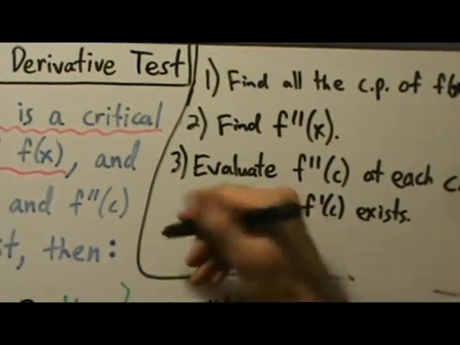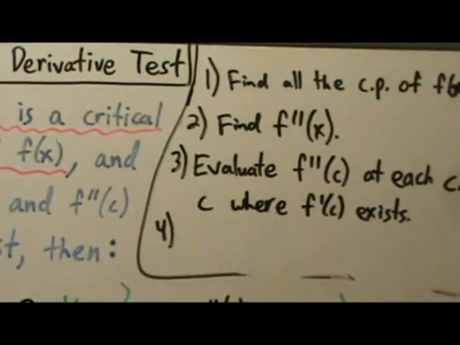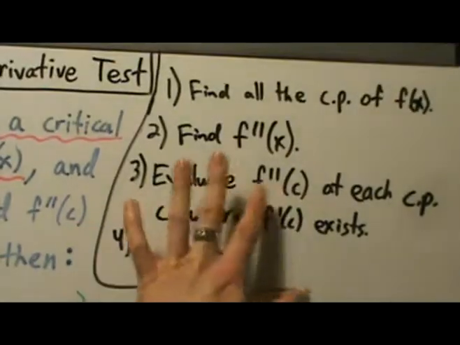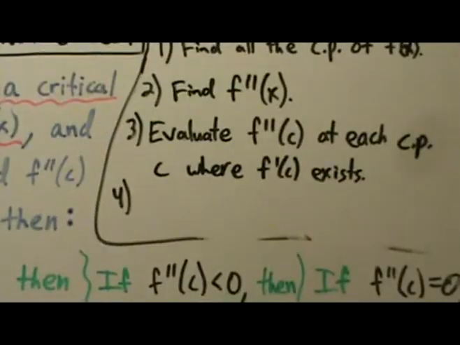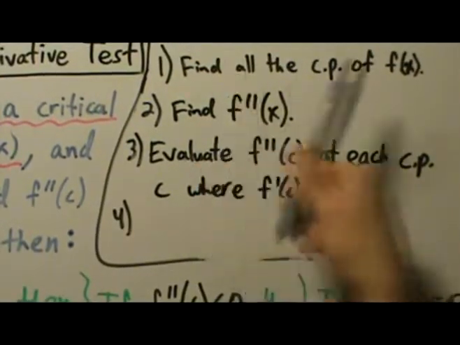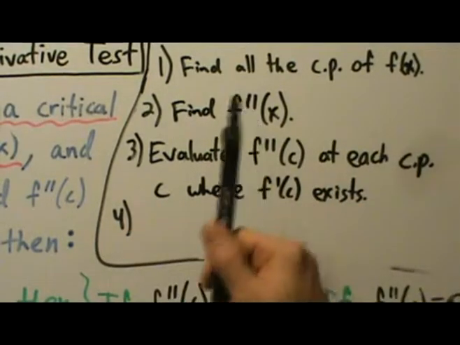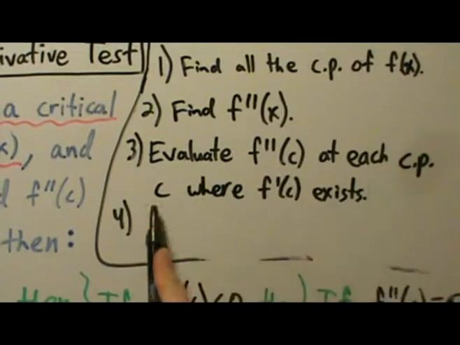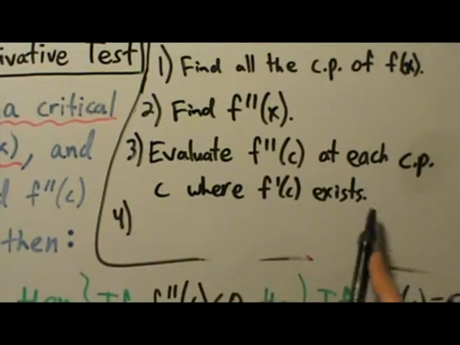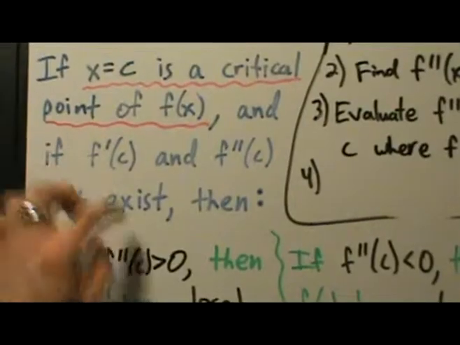And then step 4 really isn't a step, but once you evaluate f double prime of c, basically use these 3 cases here to see which case we have. So step 1, find all the critical points. Step 2, find the second derivative. Step 3, evaluate the second derivative at each critical point C where f prime of c exists. Okay, because remember that was one of our restrictions here.